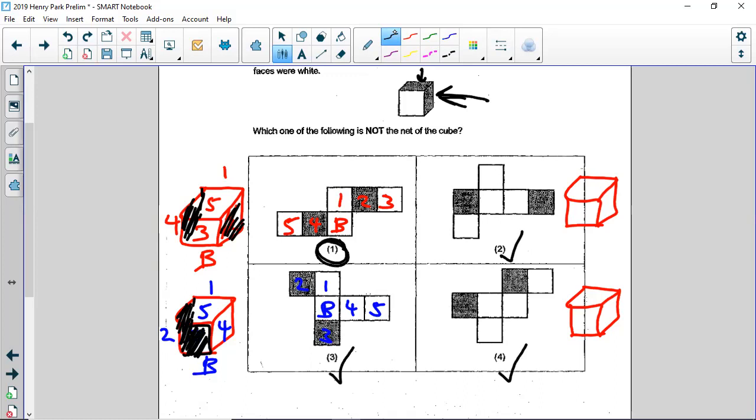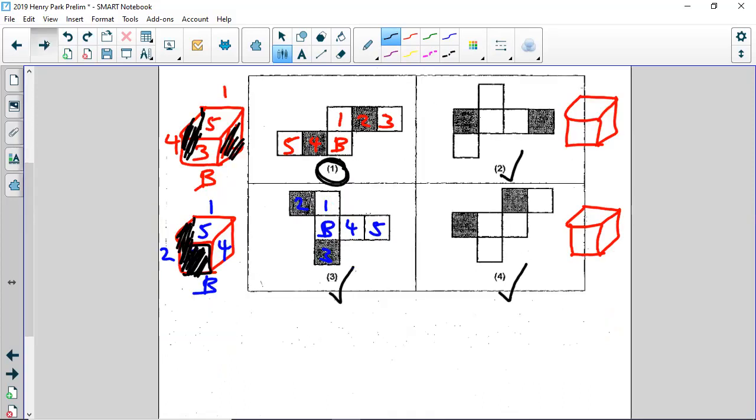The lesson here is you have to draw a 3D cube and then put numbers onto the net and later transfer the numbers onto the 3D cube. Then see whether they match or not. If they don't match, then there's a mistake. Are you clear so far? Okay, let's go to the next one.